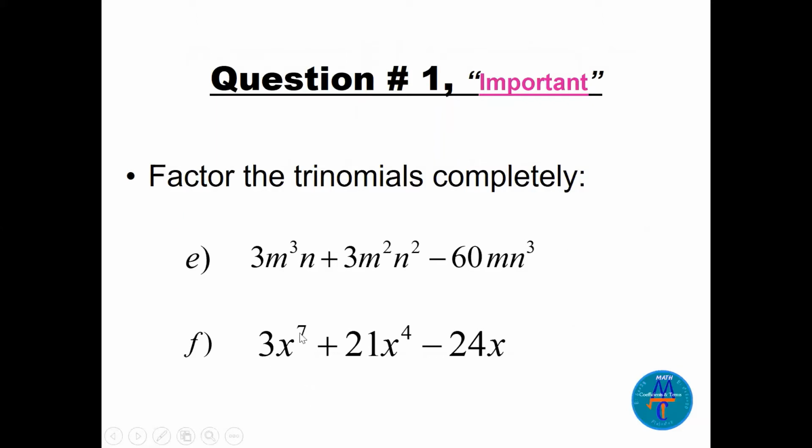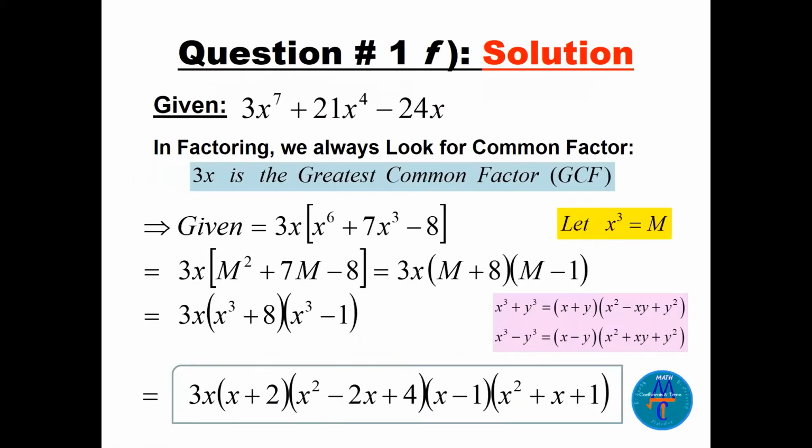3x power 7 plus 21x power 4 minus 24x. See, there is a common, I think, yes, there is a common in the numbers, there is a common in the x, and then try to see what will happen. If you are ready, we will go to the solution. Factor completely. Now, this is the question.